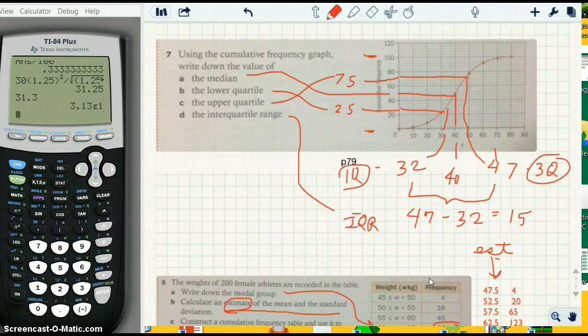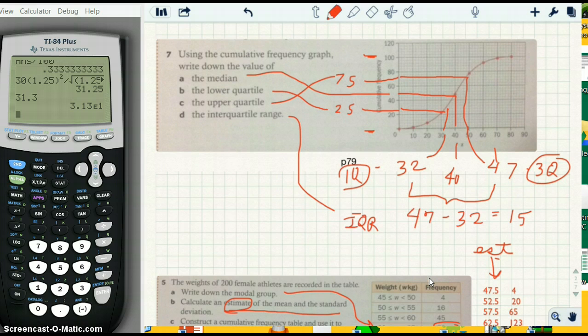Okay, now the problem from page 79. Using the cumulative frequency graph, write down the value of the median, the lower quartile, the upper quartile, and the interquartile range. This is a pretty easy one too, and we'll see why in just a second.